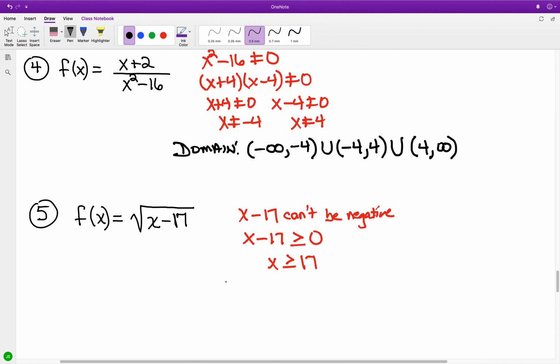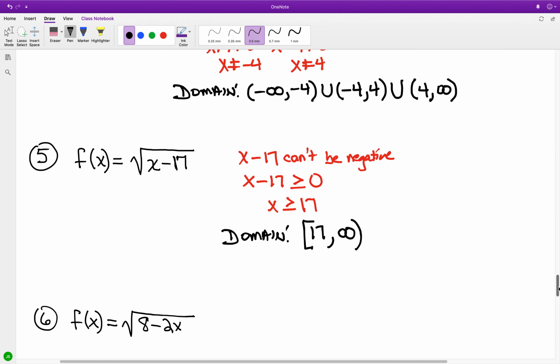And we have for the domain, in this particular case, expressing in interval notation, 17 is included. So with the equal sign in the inequality, in the interval notation, the bracket is going to go around 17, and the rest of the values go upward, approaching infinity.